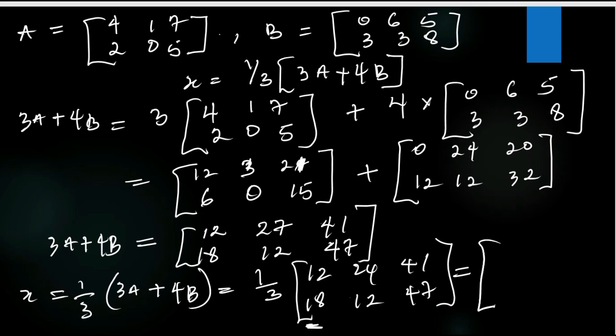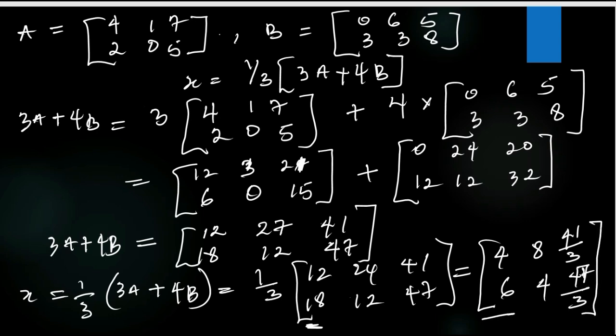1 over 3 times 12, that's 4. 1 over 3 times 18, that's 6. 1 over 3 times 24, that's 8. 1 over 3 times 12 again, that's 4. 1 over 3 times 41, I can leave that as 41 over 3 because it's an improper fraction. And 1 over 3 times 47 is 47 over 3. So you can just leave your answer this way.